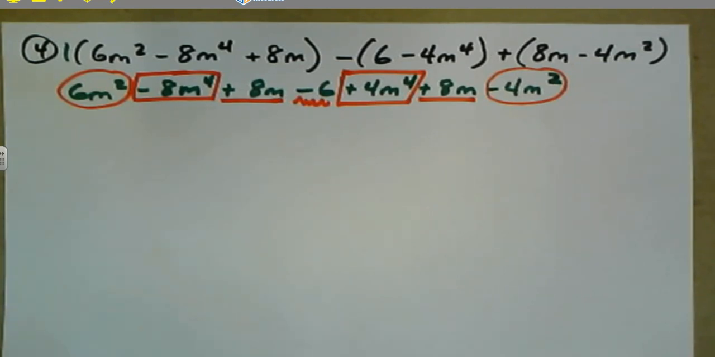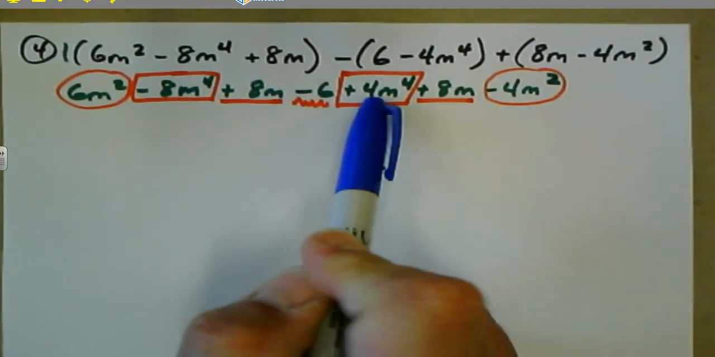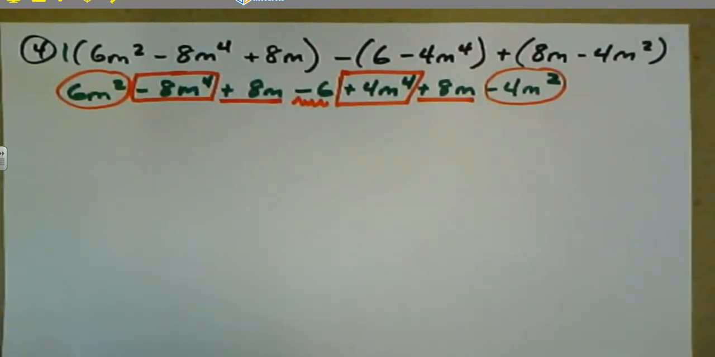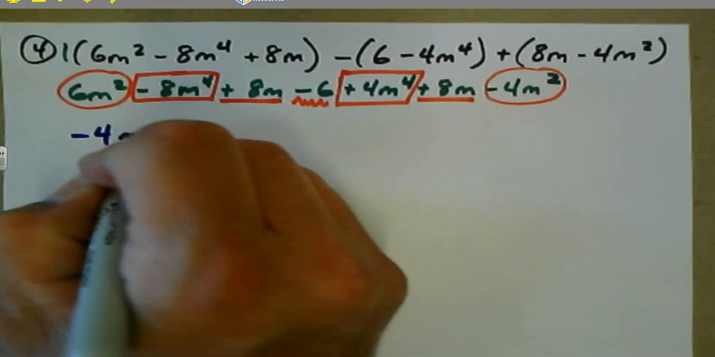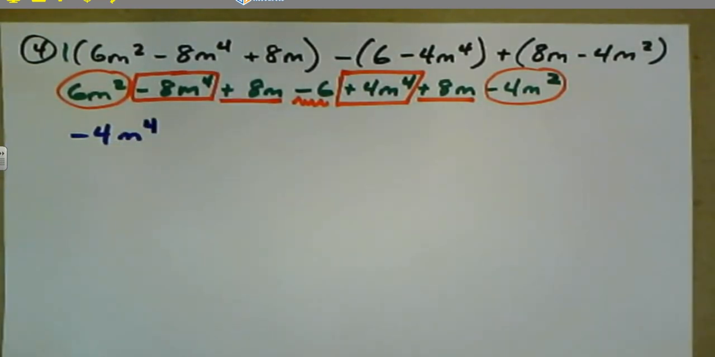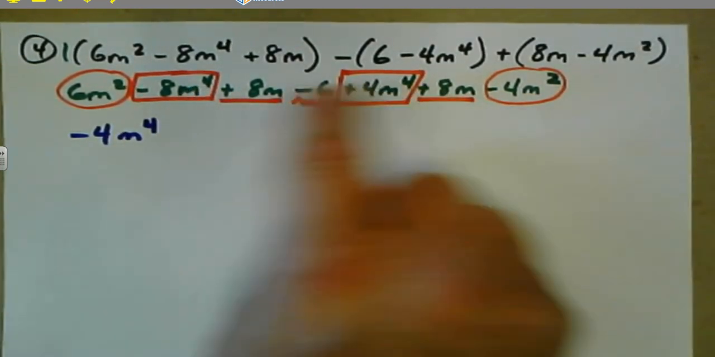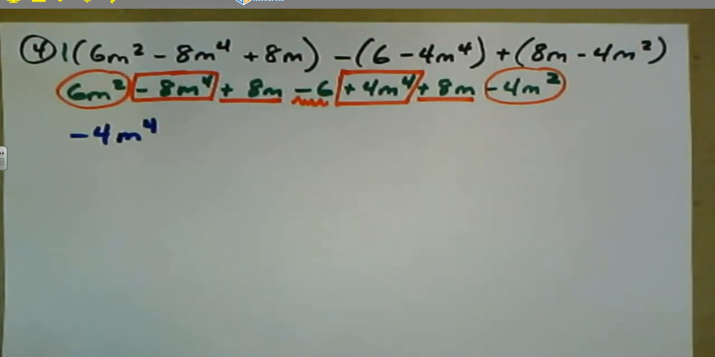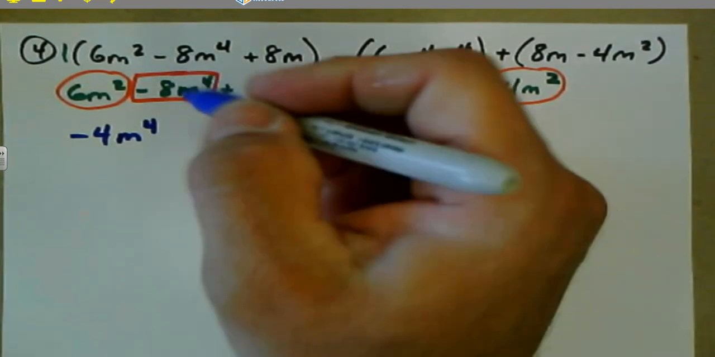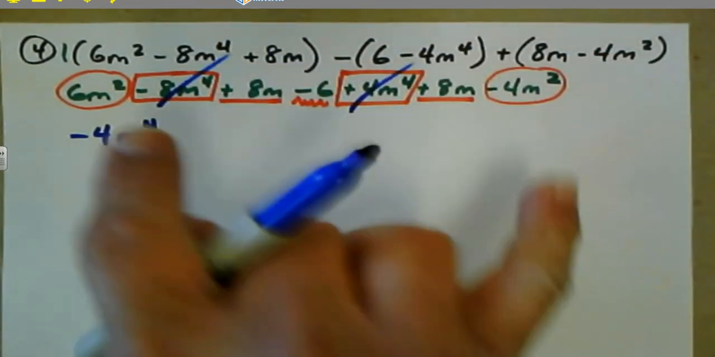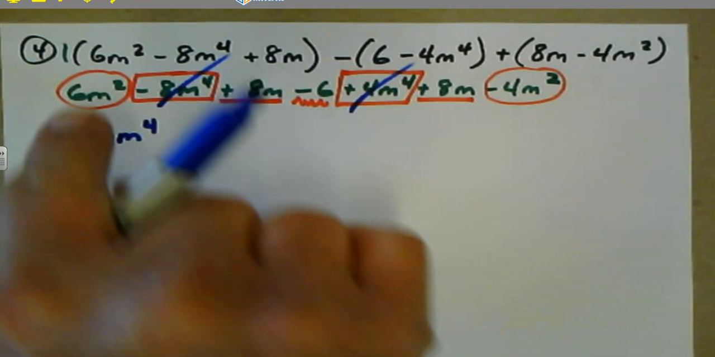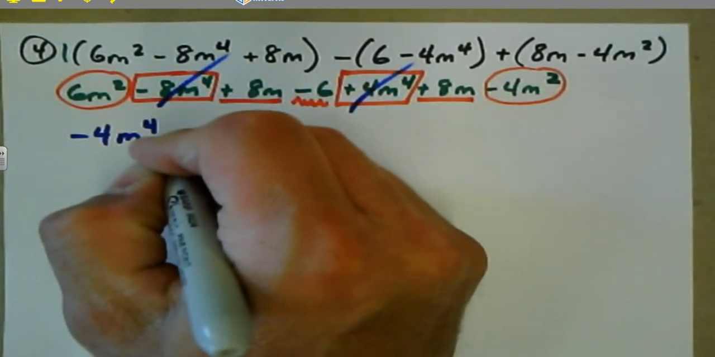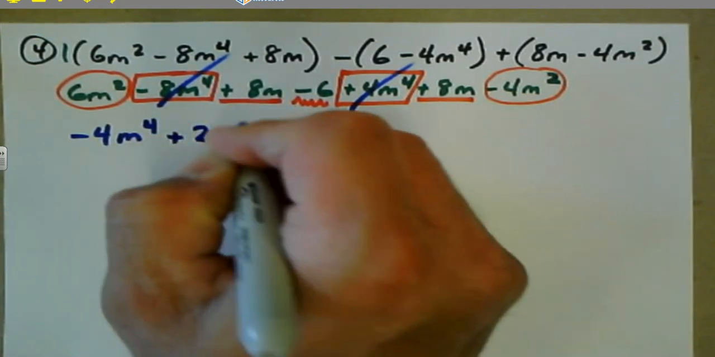Let's see, here we go. We add our like terms, our m to the fourth. We add those together. Negative 8 plus 4, negative 4m to the fourth. We're not adding the m's together because this is addition, not multiplication. If it's multiplication, we'd add the m's together. Okay, those two are gone. M's to the second. 6 minus 4 or 6 plus negative 4, either way, it's going to come out the same answer, is plus 2m to the second.